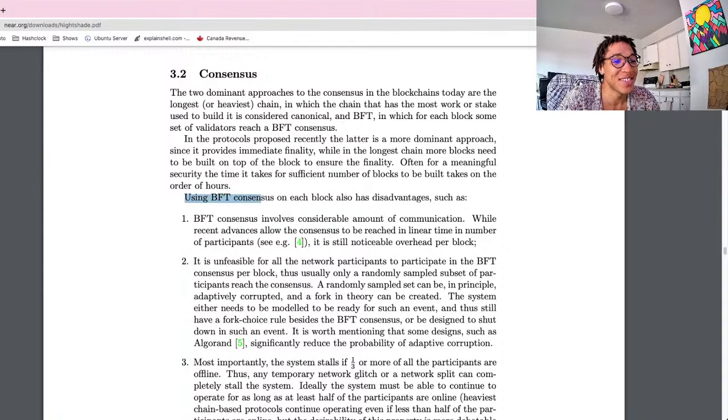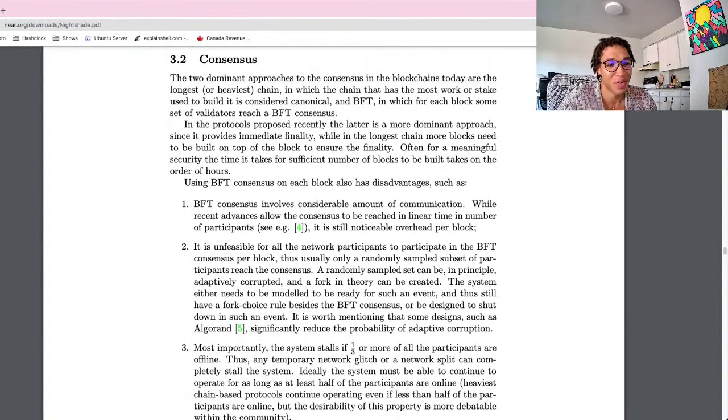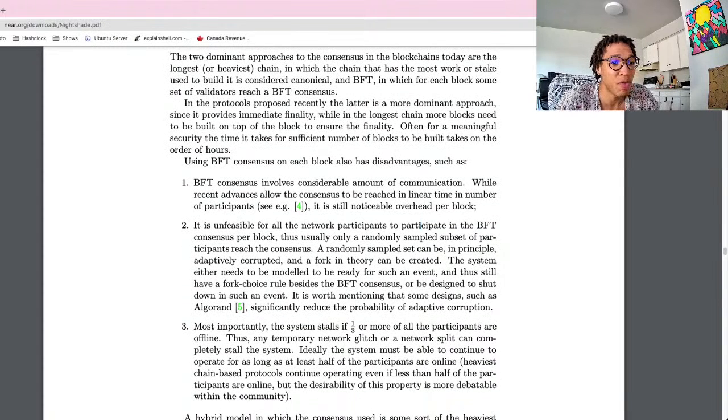Okay, using BFT consensus on each block also has disadvantages, such as BFT consensus involves considerable amount of communication. So you have different pub sub approaches, but they all would require considerable overhead. So in ETH2, they had to increase the slot time, like double it. For these overhead reasons, it is unfeasible for all the network participants to participate in the BFT consensus per block. Thus, usually only a randomly sampled subset of participants reach the consensus.